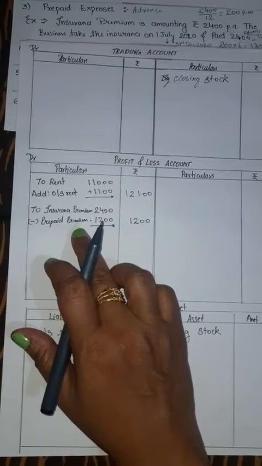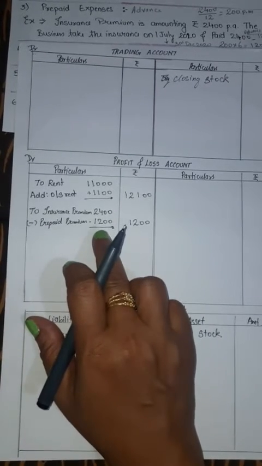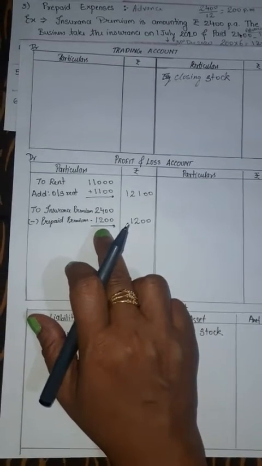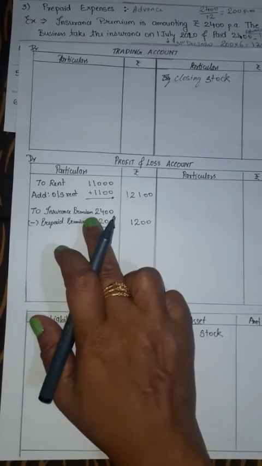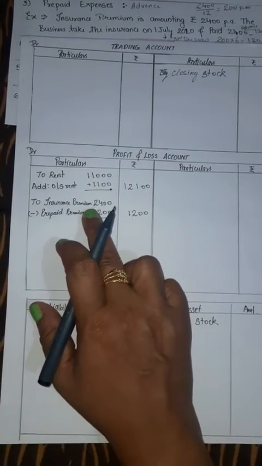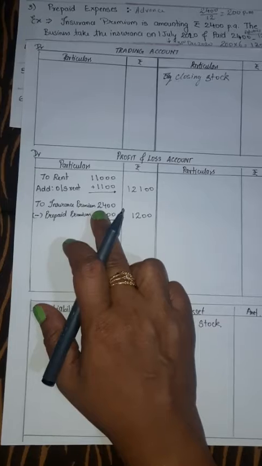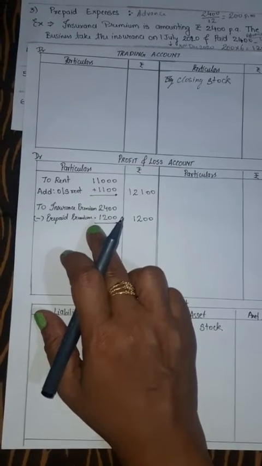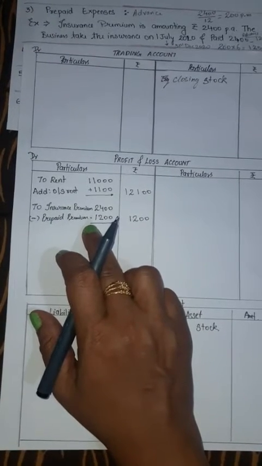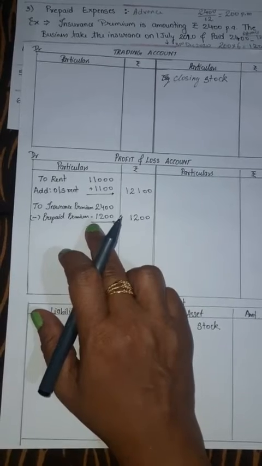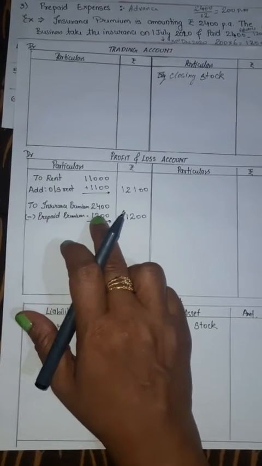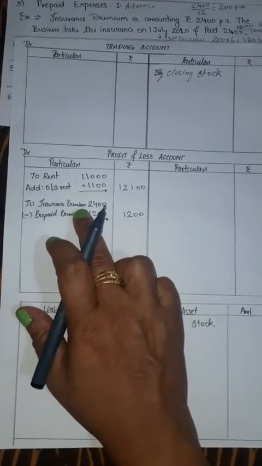For prepaid expenses, you are supposed to subtract it from that particular item in the profit and loss account. Not only insurance premium, if you are paying anything in advance, such prepaid expense items will be subtracted from the respective item.